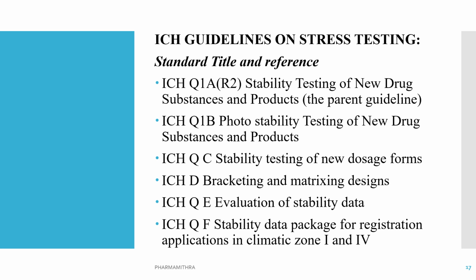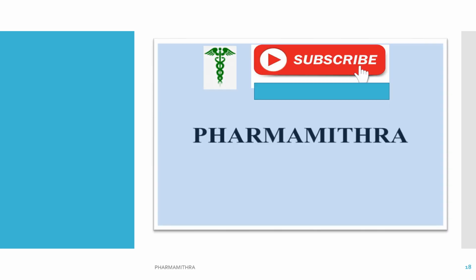Based on that, ICH provides the guidelines on stress testing. For example, if you are carrying out a study on a new drug substance, you have to follow ICH Q1A(R2). If you are giving more importance to the light reaction, you have to follow ICH Q1B. Under each ICH guideline, you can see the standard title and for which type we have to refer. Follow this to carry out the accelerated stability study.